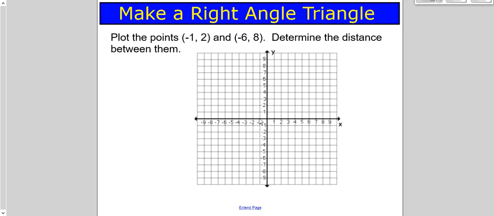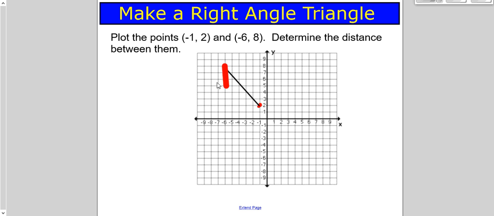So this is at (-1, 2), which is here, and then (-6, 8), which is up here. And now if I connect these points, it's a little bit harder to figure out that exact distance because it's on this diagonal. But notice the title of this, make a right triangle. So let's go ahead and actually do that. Let's make a right triangle.